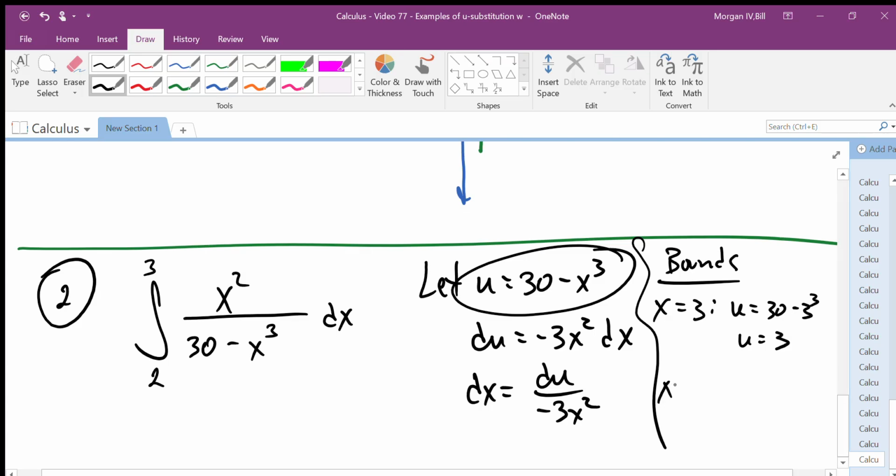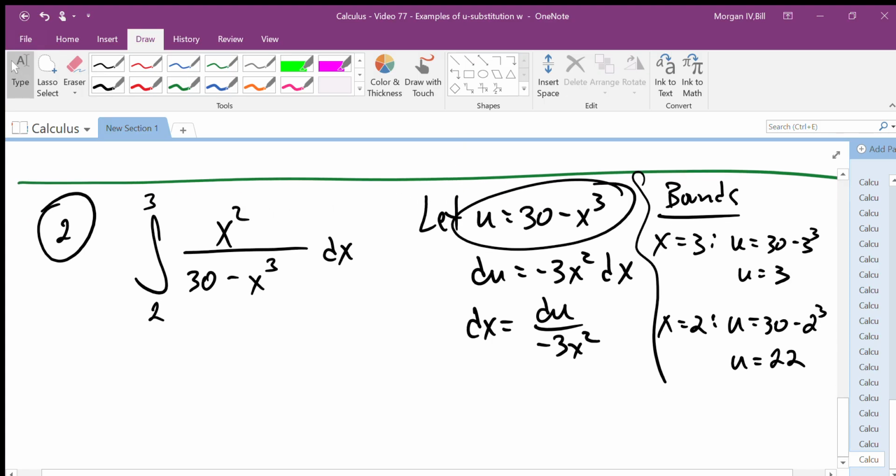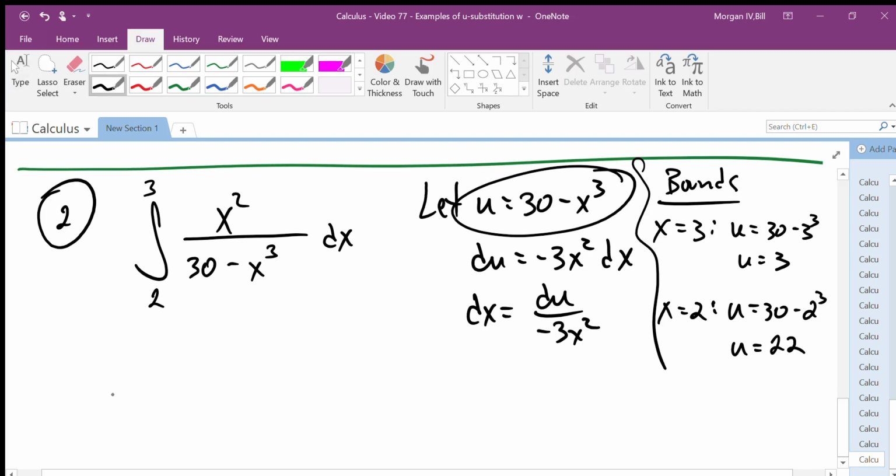For my lower bound, I have x equals 2. So I get u equals 30 minus 2 cubed. That would be u equals 30 minus 8. That would be 22. Okay, this is another situation where my lower bound ends up being 22. My upper bound ends up being 3. That's okay. Don't switch them. Don't force 22 to be up top. If 3 maps to 3 and 2 maps to 22, that's where we put them. And so we get the integral from 22 to 3.